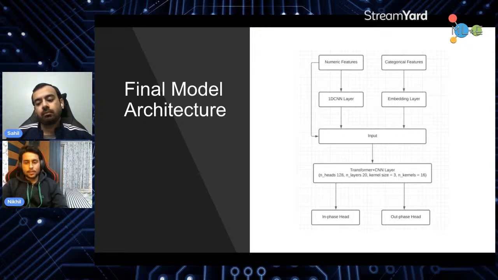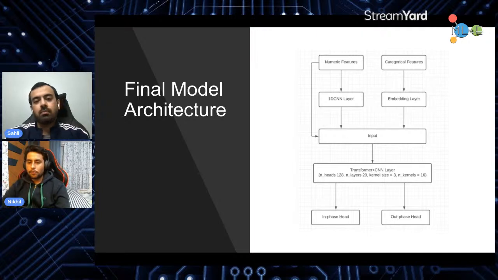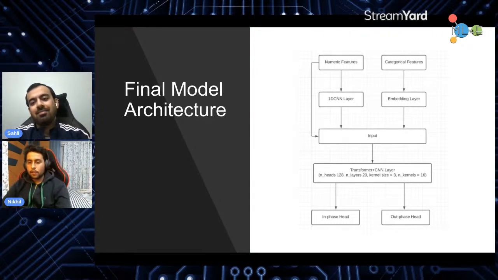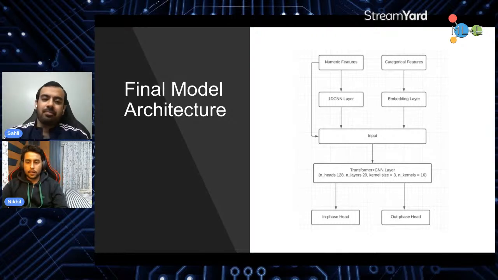Okay, so this is how our final model architecture looked in a nutshell. You have the numerical features, you pass them to the 1D CNN layer, which creates more features, and then you combine your numerical features with the 1D CNN layer outputs. You also have the categorical features. I forgot to mention that. For categorical features, you use categorical embeddings, so we had an embedding layer. The output of the CNN, the output of the embedding, and the raw input features were combined, and we had some transformed input.